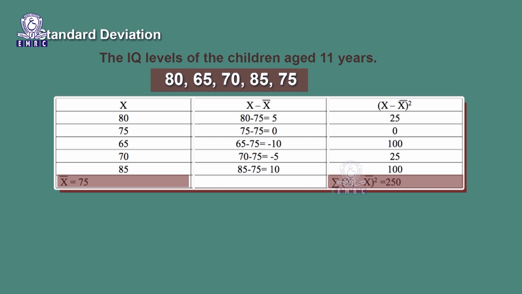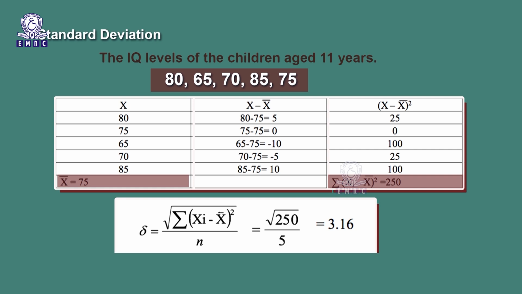And our duty is to simply put these values in the formula. Sigma is equal to the square root of sigma of (xi minus x bar) whole square divided by n, which is equal to the square root of 250 divided by 5, which is equal to 3.16. The standard deviation is 3.16.